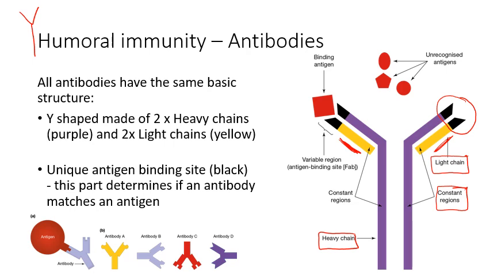Please take note that for any antibody, both of the antigen binding sites, so both of the sections in black on each arm, will be identical for that antibody. Okay, we're not going to get something that's complementary to the square-shaped antigen over here and then something that's complementary to the circular one over here. No, never going to happen. Both of these sections need to be the same.